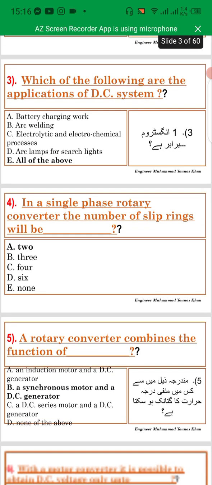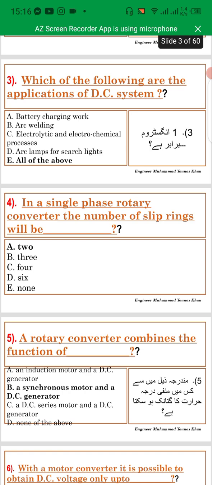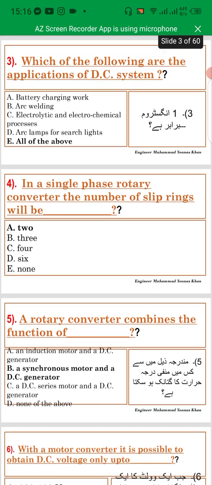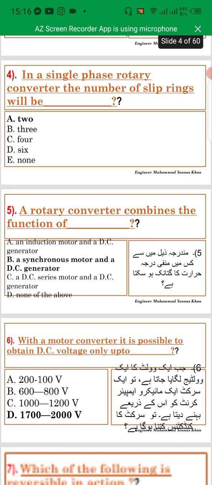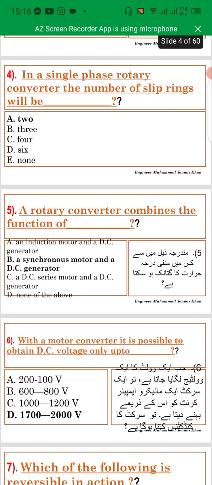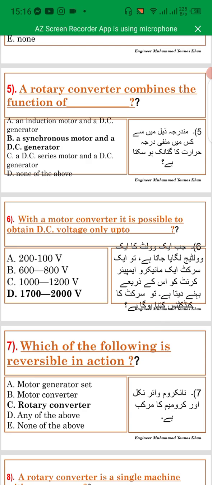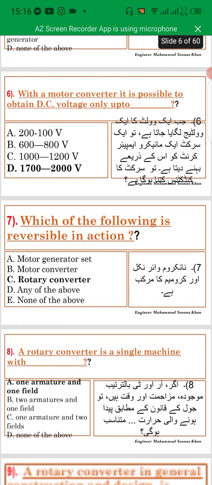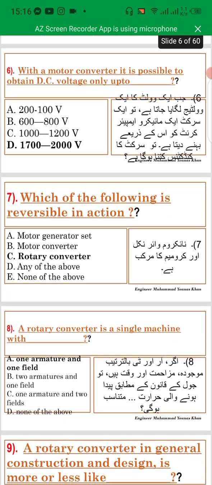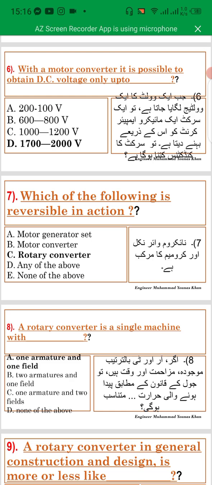Which of the following are the application of DC system? Battery charging work, arc welding, electrolytic and electrochemical process, arc lamps for searchlights. In a single phase rotary converter, the number of slip rings will be 2. A rotary converter combines the function of a synchronous motor and a DC generator. With a motor converter, it is possible to obtain DC voltage only up to 2000 volt.